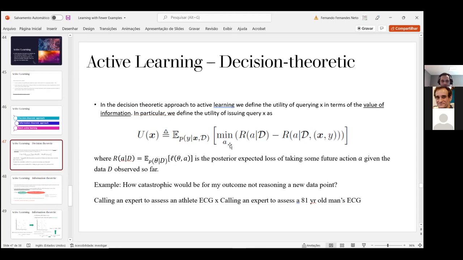And how do we use this approach? How catastrophic would it be for my outcome not to reason about a new data point? For example, if you are a physician, should I call an expert to assess an athlete's ECG versus calling an expert to assess an 81-year-old man's ECG? Probably it would be more catastrophic if you're not an ECG reader and you do not call an expert to assess the 81-year-old man's ECG rather than the athlete's ECG. So when we establish the utility of the future action given the data, we can express this in terms of the risk of being wrong, in terms of the value of the information.